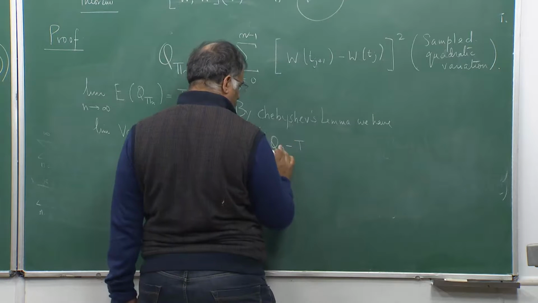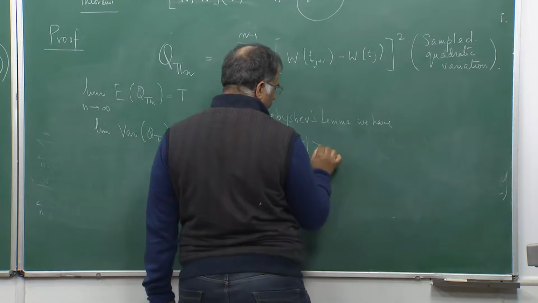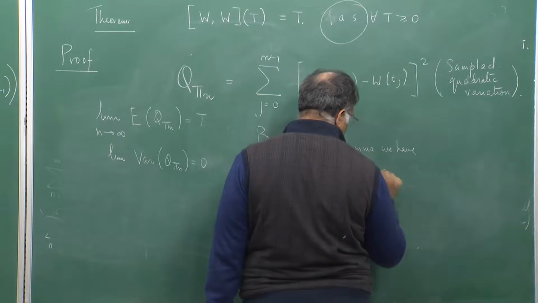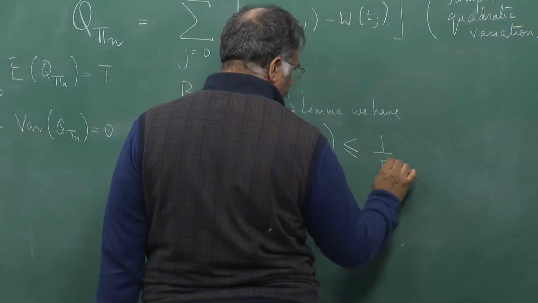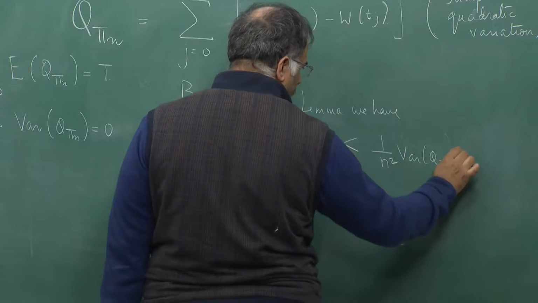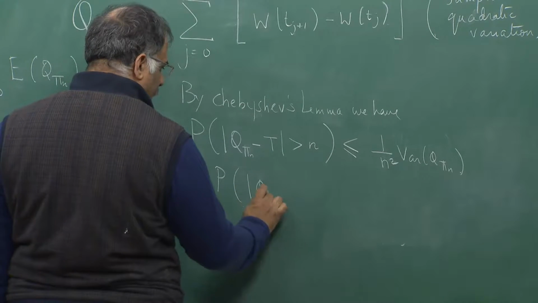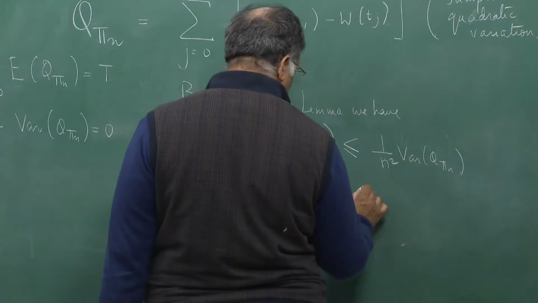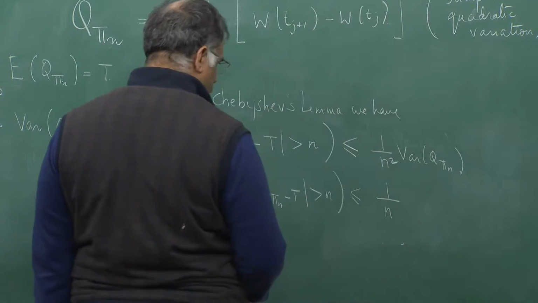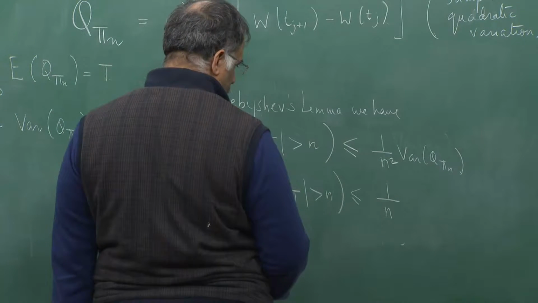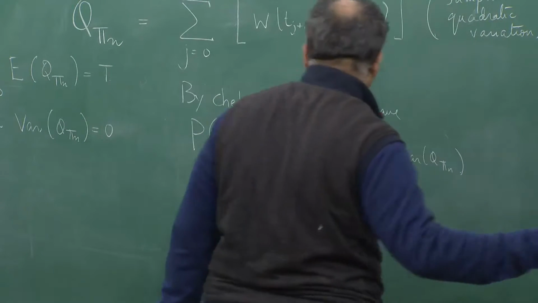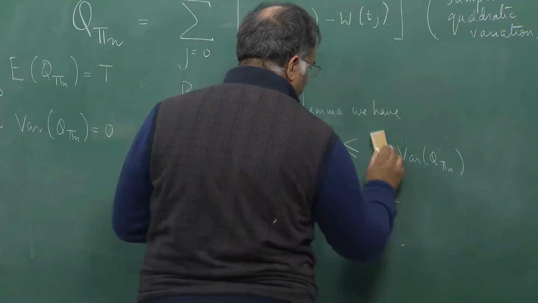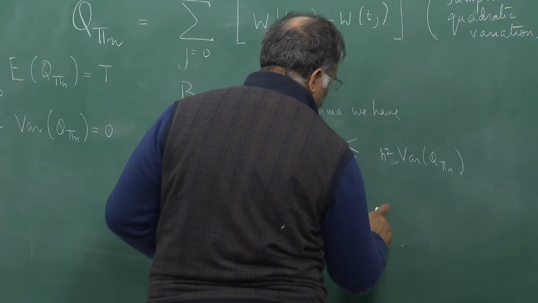the probability that |Q_πn minus t| is bigger than 1/n is strictly less than 1/n² times the variance of Q_πn. So the variance of Q_πn is bounded, and that goes to 0, and hence, as it is bounded, I can still write this to be n² into c.